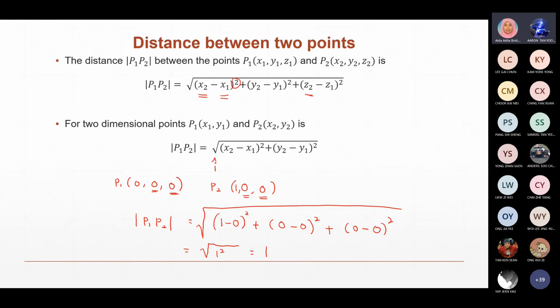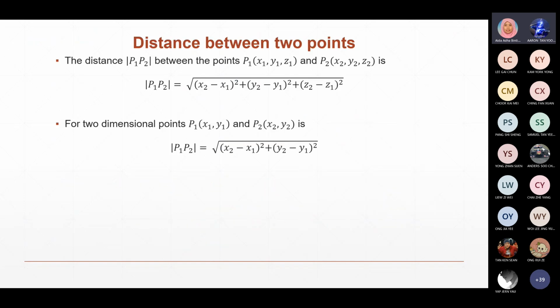Okay, so next we move to this. We want to find the distance. Previously it was about the position vector. I put the point P1 here, let's say it is (1, 3, 2), and the point P2 here is (4, 5, 6), let's say. You want to find the distance between P1 and P2. So what is the formula?